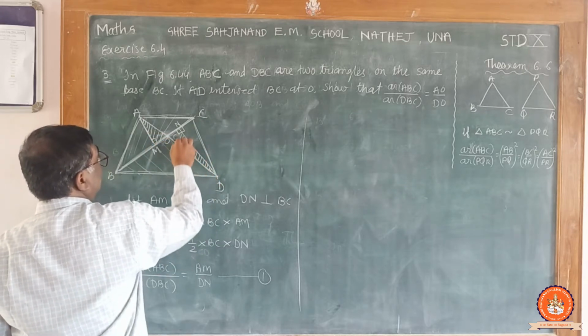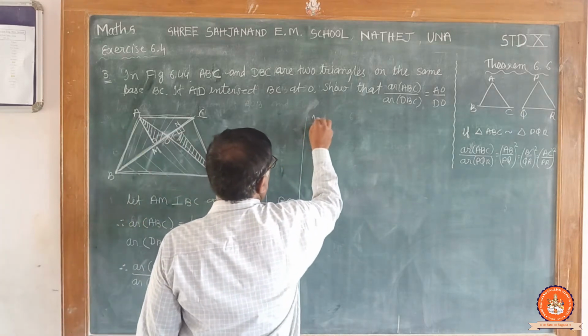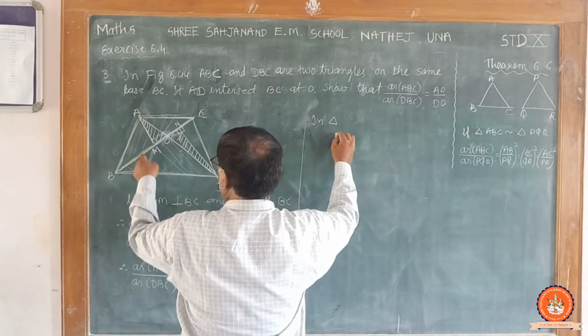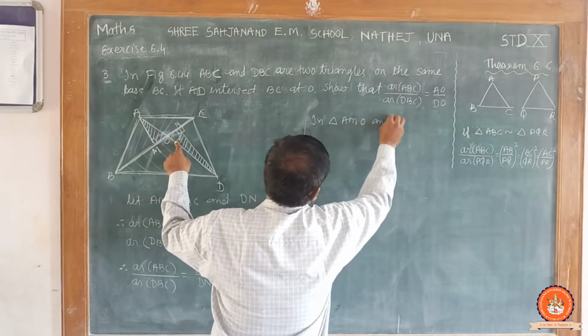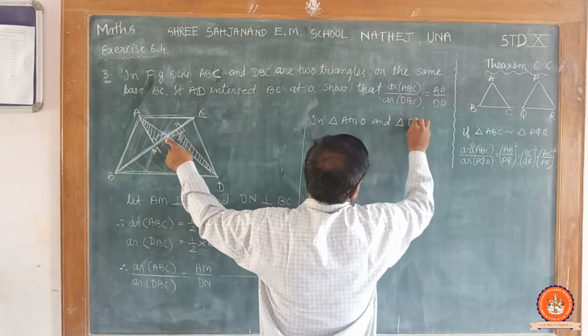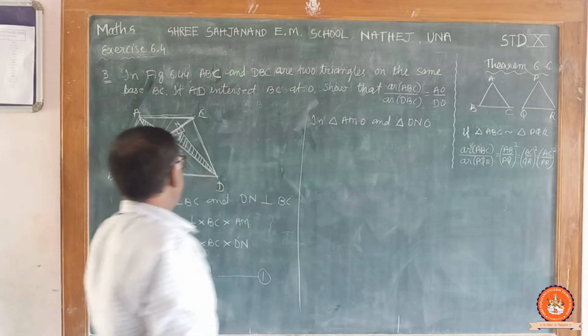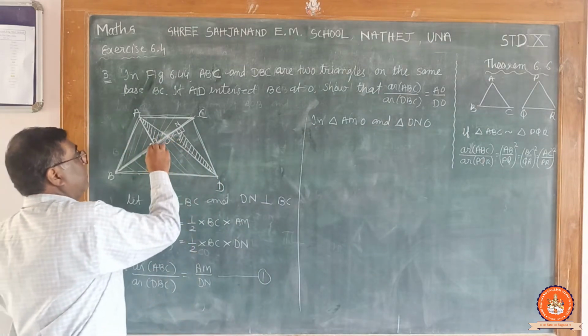I would like to prove these two triangles to be similar. Now in triangle AMO and triangle DNO, these two triangles can be proven similar using angle criteria. Look at it.